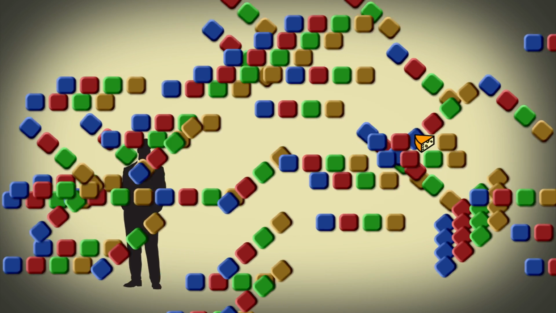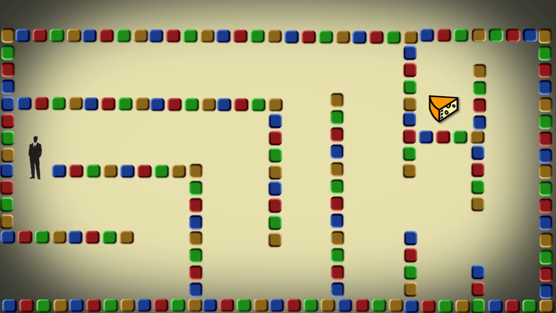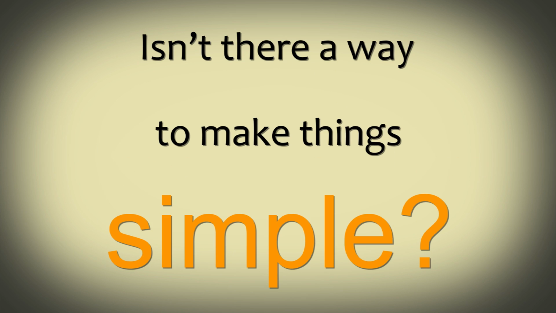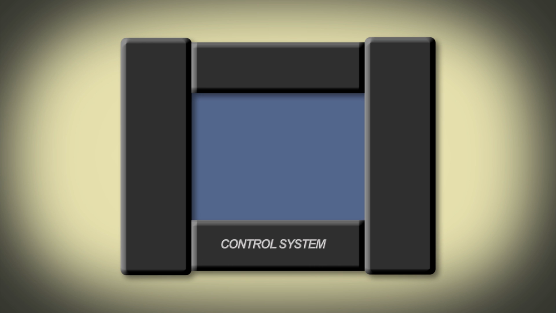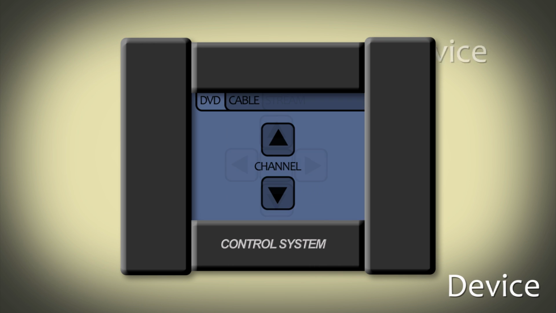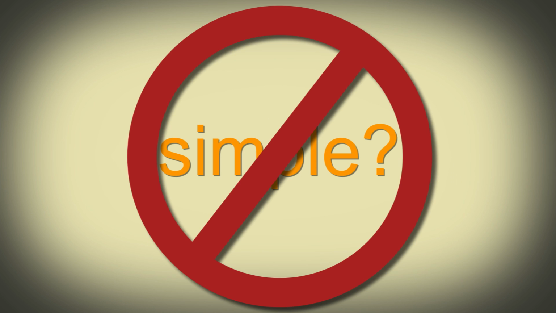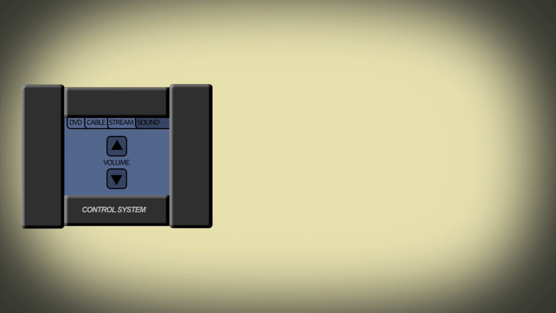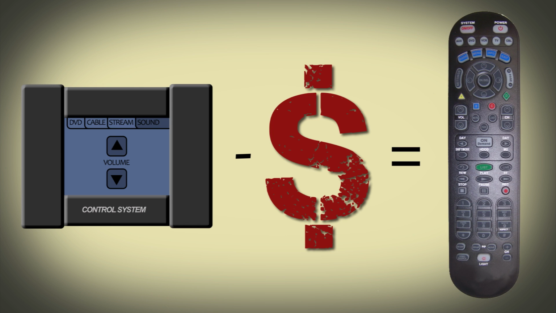Not only do we have to hunt for the right remote for the right device, we then have to decipher the maze of buttons just to turn the thing on. Isn't there a way to make things simple? Enter the control system. With the control system, you can take all those devices and put them together into a single interface that only lists the options you need. That's great, but it doesn't really simplify your life all that much. Truth be told, all you've done is paid for a really fancy universal remote.